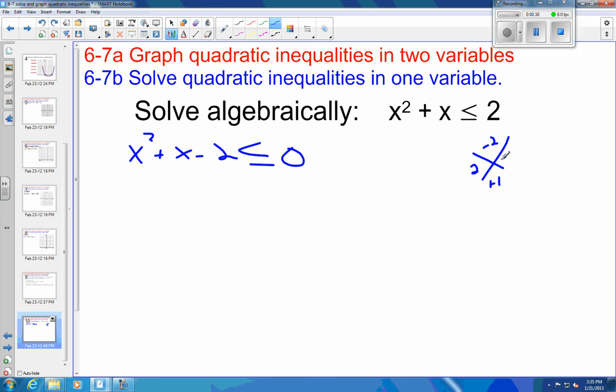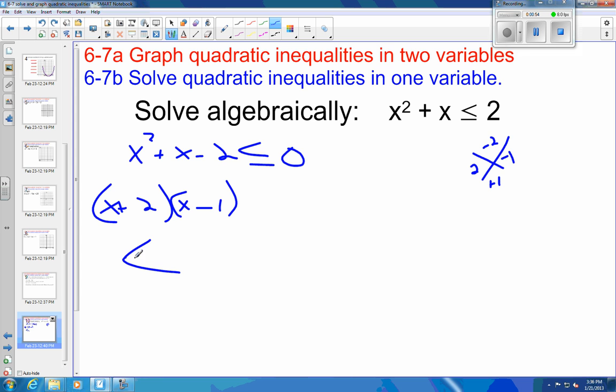So that's a positive 2 and a negative 1. When I multiply those, that gives me a negative 2. And when I add those, I get a positive 1. Okay, so I can factor those. And that's going to be x plus 2 and x minus 1.